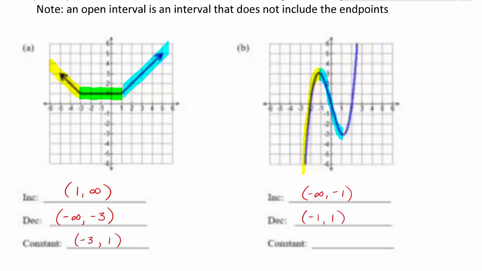And then our graph changes what it's doing again. Now it's going up from left to right again. We're increasing another interval. So since we have a second piece of interval notation, of course, we'll put a union symbol in between, 1 to infinity. This was constant nowhere.